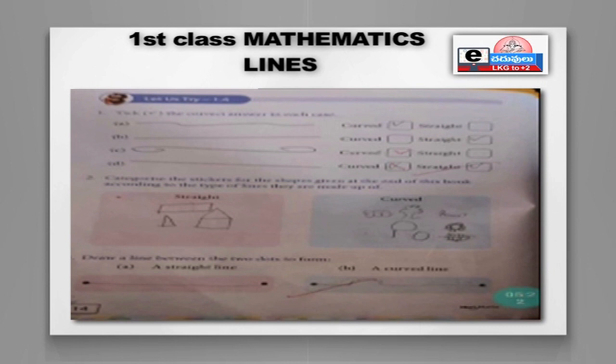Straight lines mean what you will get? Triangle you will get, rectangle you will get, and square you will get. With those diagrams, how can you draw? You can use them to draw whatever the diagram is. Okay. And then the curved lines.